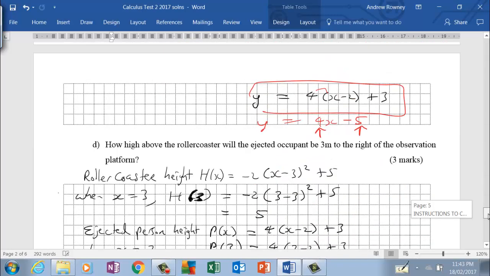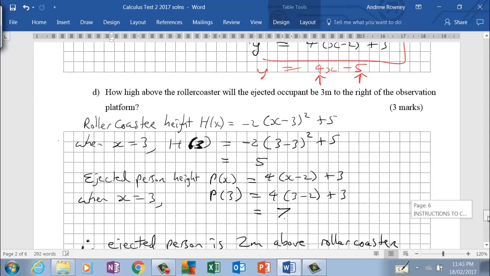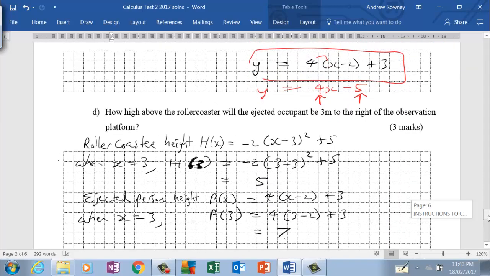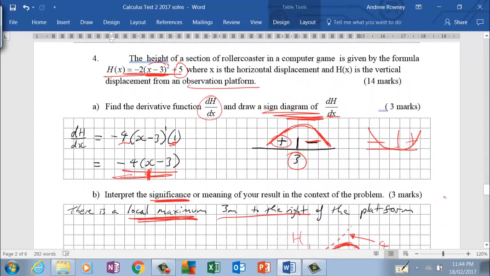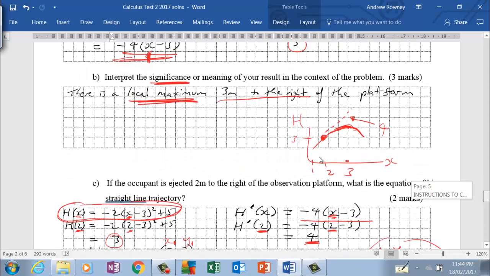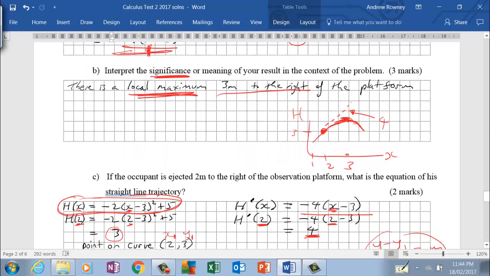How high above the roller coaster will the ejected occupant be, 3 meters to the right? So that's above the local maximum. We already know the roller coaster height is this equation. We want to know at 3. So when x is 3, we put 3 where x is, and that comes out to be 5. So the height of the roller coaster is 5. So coming back to that diagram up here, that means the height of that maximum is 5 there.